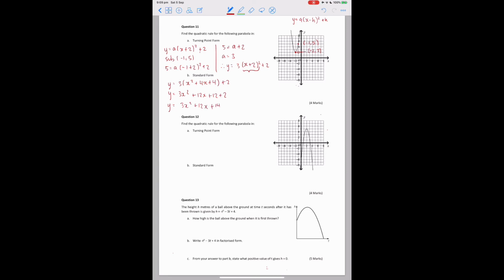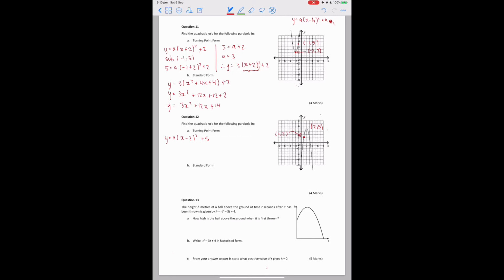Question 12 is a very similar question, so do the exact same thing again. So in this case, your turning point corresponds to 2 comma 5. So if we substitute that into our turning point general formula, it's going to be y is equal to a bracket x minus 2 whole squared plus 5. What we'll do is we'll substitute another coordinate into the equation to solve for a. So in this case over here, I'm going to be substituting in that coordinate, and that coordinate corresponds to 1 comma 2.